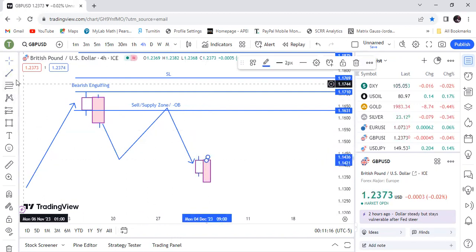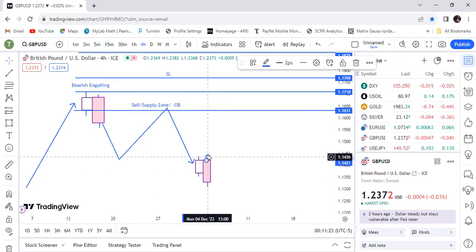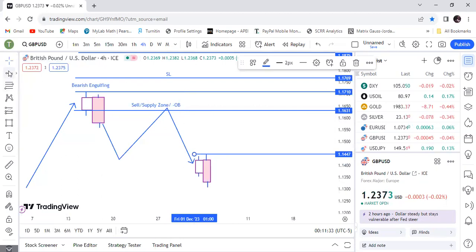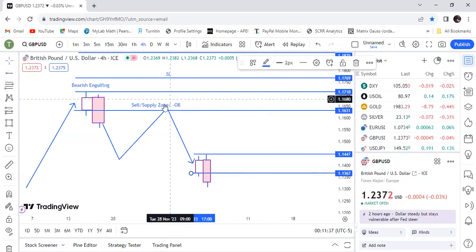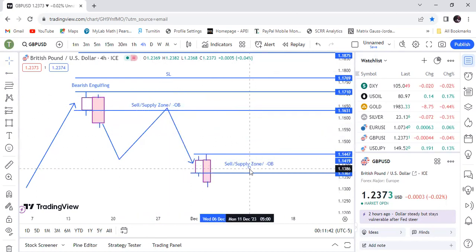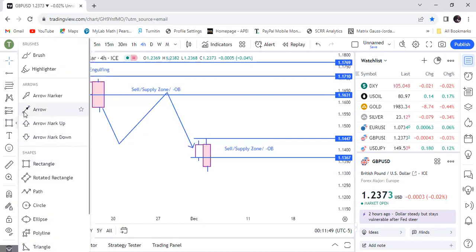So in a continuation of a trend, basically we just do the same thing. We mark the regions like we marked in the first instance. This is the area that I want to mark, up to the highest wick at the top and up to the body of the first candlestick at the bottom. So this now becomes the supply, or sell zone, or bearish order block.